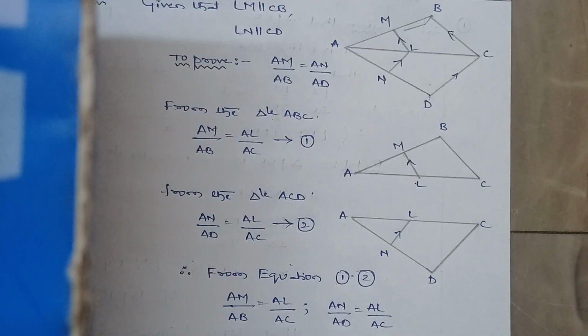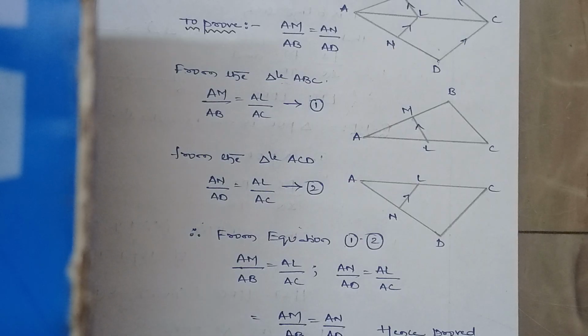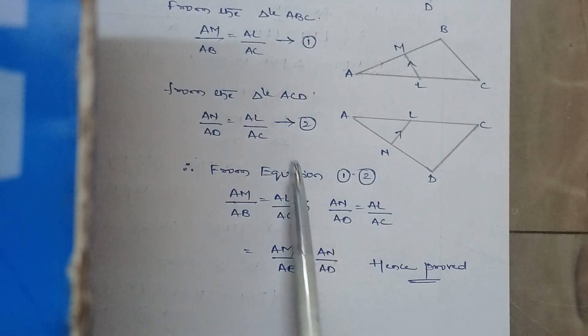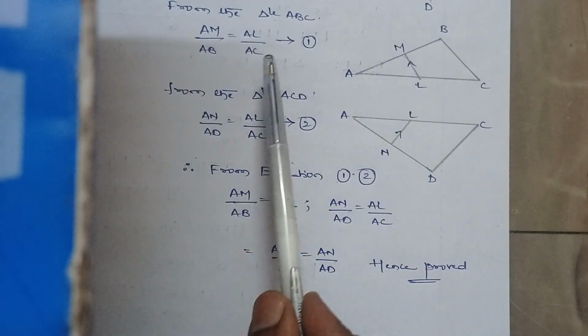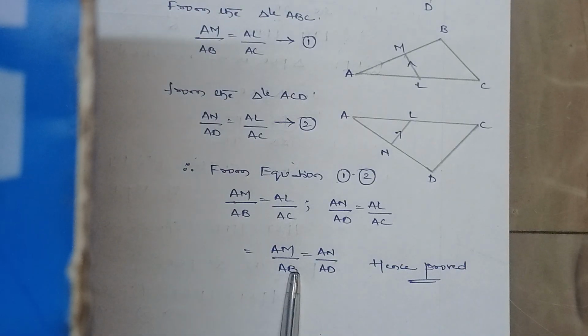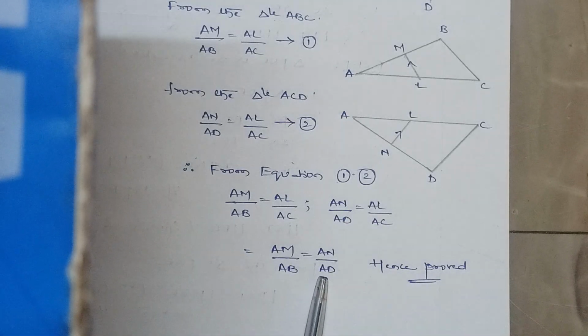From 1 and 2, compare. We get AM by AB equals AN by AD, because in equation 1 and equation 2, AL by AC is common. We can eliminate that, and what is left out is AM by AB and AN by AD. That is the required proof. Hence proved, students. The continuation we'll see in the other videos. Thank you for watching.